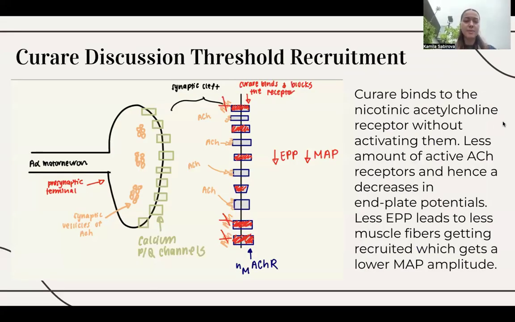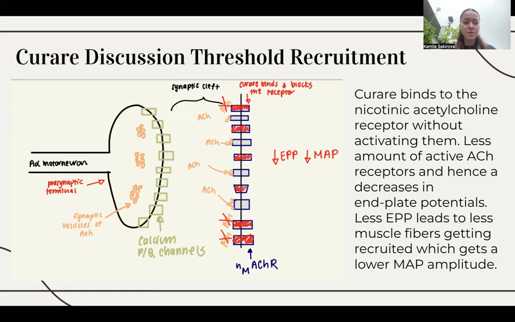Compound action potentials happen before the NMJ, so curare does not affect them or ACh release. At the synapse of the NMJ, ACh usually binds to nicotinic ACh receptors, which opens sodium channels and creates an EPP and triggers the muscle action potential. Curare competes with ACh by binding to these receptors without activating them, reducing the number of active channels and indirectly decreasing sodium influx. This decreases the EPP size and prevents MAP initiation. Since the EPP is lower and may fail to reach threshold, not all of the muscle fibers are recruited to elicit a muscle action potential.